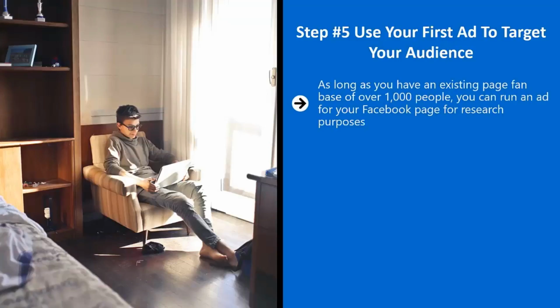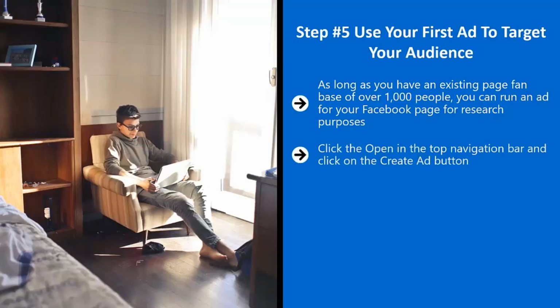As long as you have an existing page fan base of over 1,000 people, you can run an ad for your Facebook page for research purposes. Basically, your first ad is going to test how you can target the people who already like your page. Click the Open in the top navigation bar and click on the Create Ad button. Specify the group of people you want to target, and then your Ads Manager will then automatically fill in these detail fields with data from Audience Insights. This is data that you pre-selected.